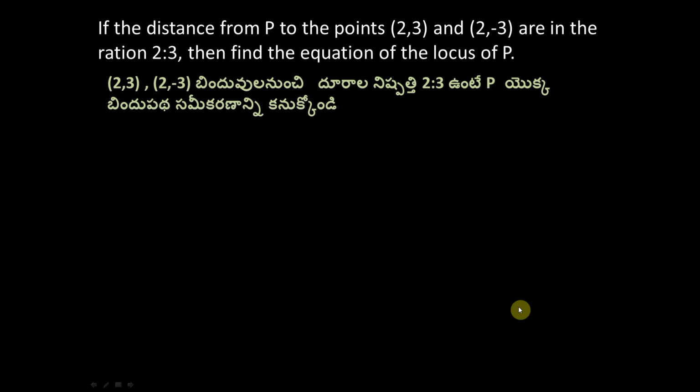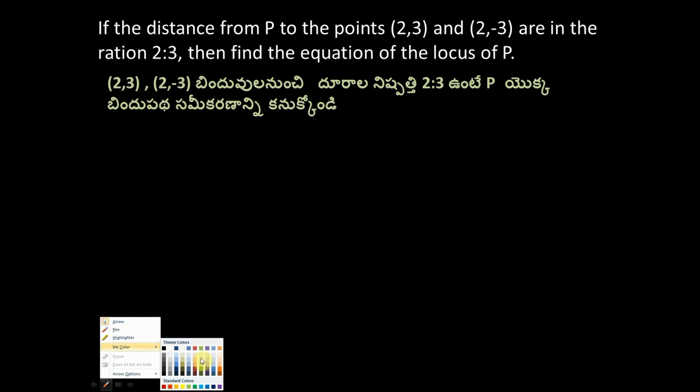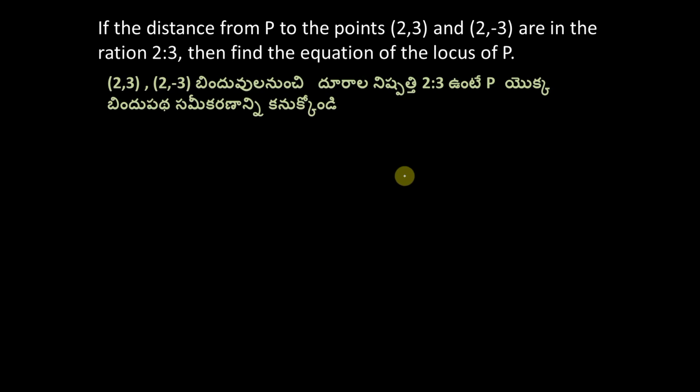So next question: if the distances from P to the points (2, 3) and (2, minus 3) are in the ratio 2:3, then find the locus of P here. Again a rough diagram. In geometry, for each and every problem try to draw one rough diagram here. So again let one point I am taking be A (2, 3) and another point B (2, minus 3). The ratio of the distances from P is given.